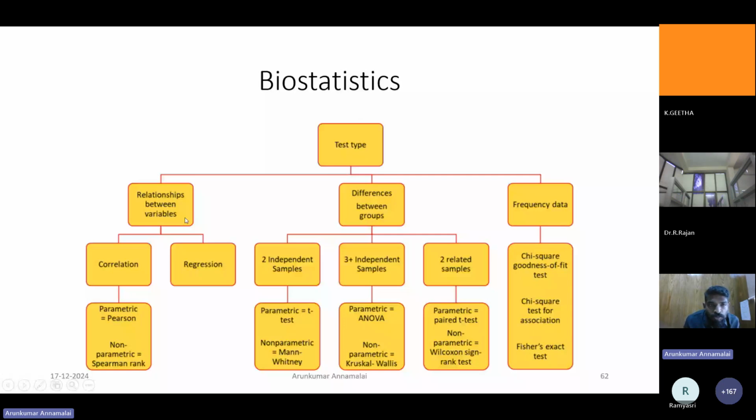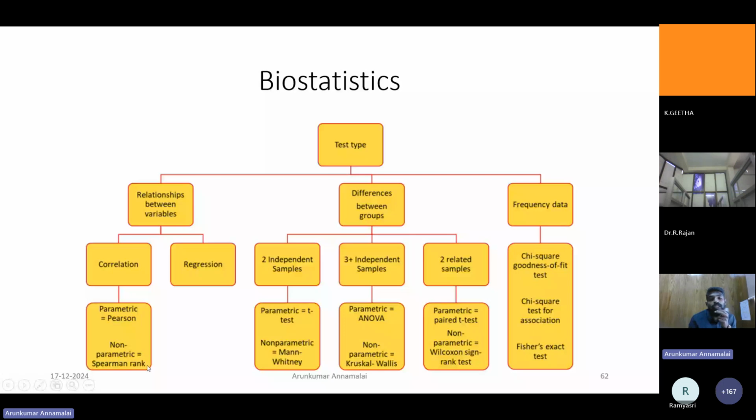If we are looking for a relationship between two variables, we use a correlation test or regression test. And if it's a parametric correlation, it's a Pearson correlation test. If it's not parametric, it's a Spearman rank correlation test.